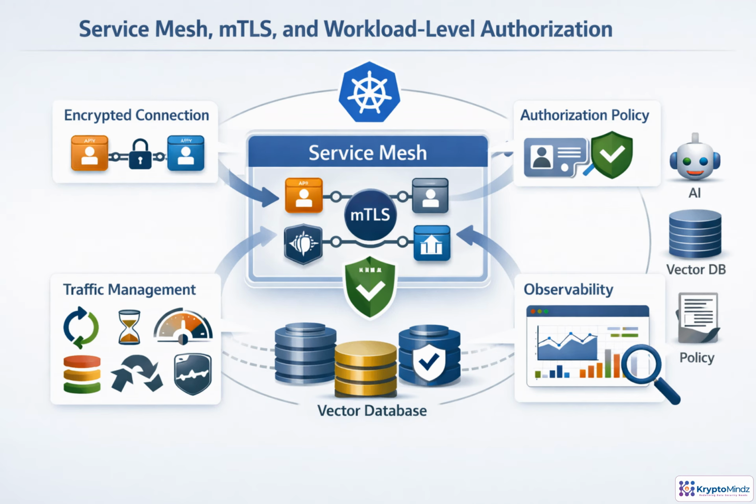Inside Kubernetes, a service mesh makes every internal call identity aware. mTLS encrypts traffic and proves which workload is speaking, so an API cannot impersonate an embedding service or model server. Authorization uses workload identity, namespace, service account, and route to allow only expected paths, such as a RAG API reaching the vector database. The mesh also shapes behavior with retries, timeouts, rate limits, and circuit breakers, while producing metrics, traces, and logs for investigation.